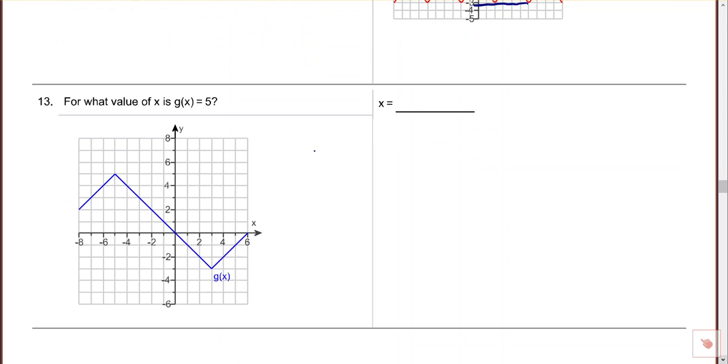So here it says for what value of x is g of x equal to 5. Now it's saying when y is 5, what is x? So you find 5 on the y-axis, which is here, and then you go over until you get to that x point, and we see that x is -5.